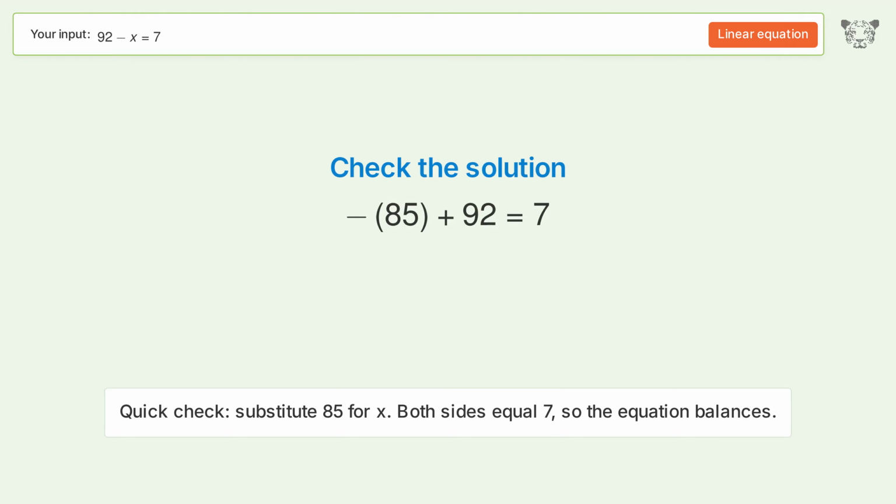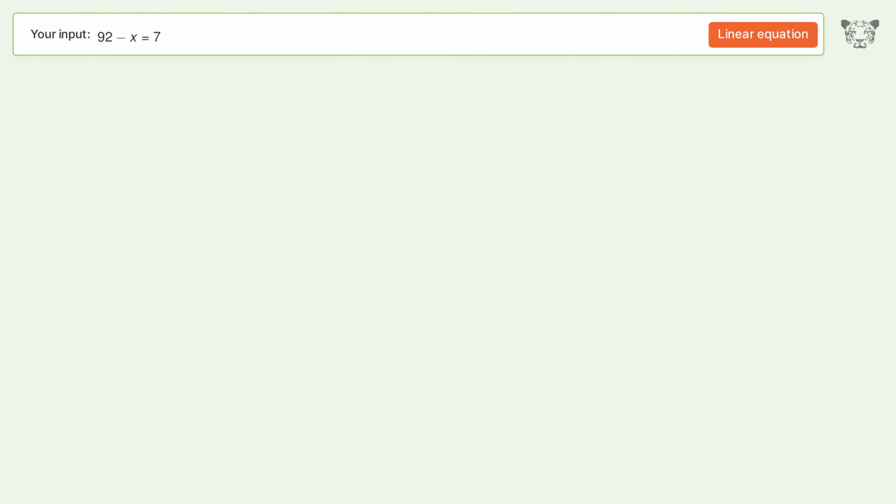Quick check. Substitute 85 for x. Both sides equal 7, so the equation balances. So, x equals 85.